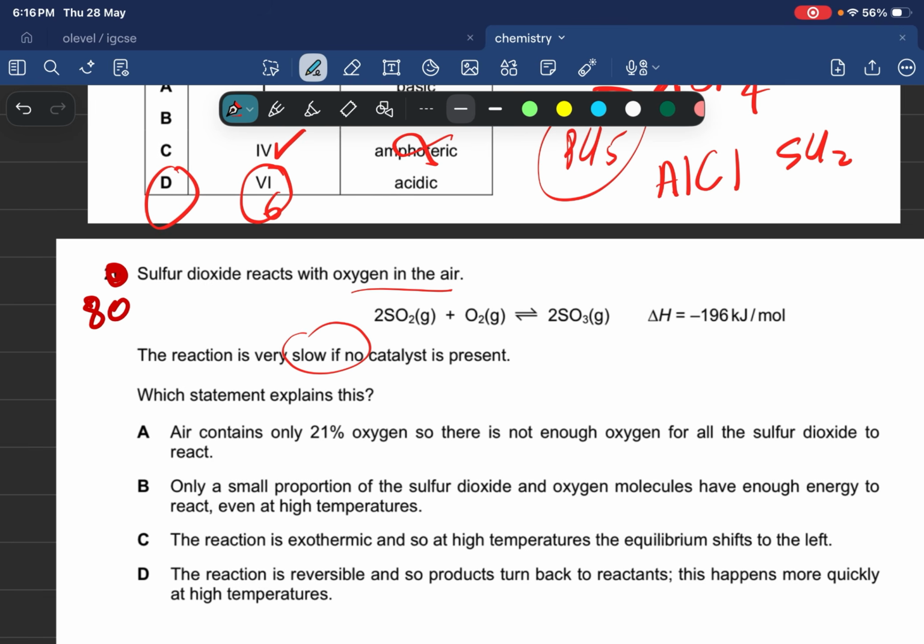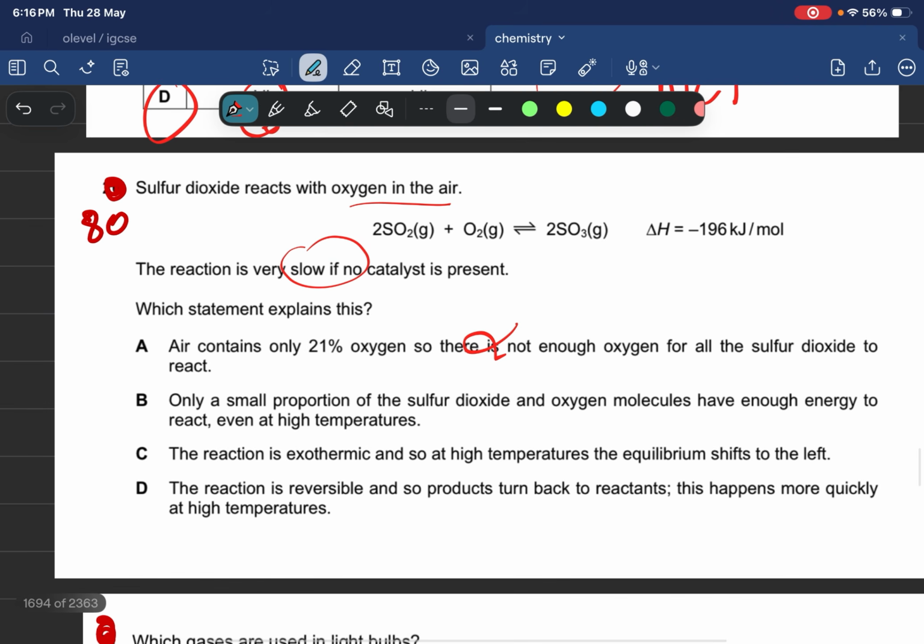Because a catalyst increases the number of particles that have energy greater than activation energy. It contains 21 known, only a small proportion of sulfur dioxide and oxygen molecules have enough energy to react even at high temperature. Yes. Because when you add a catalyst, more particles react, it doesn't increase the energy. It just reduces the barrier.